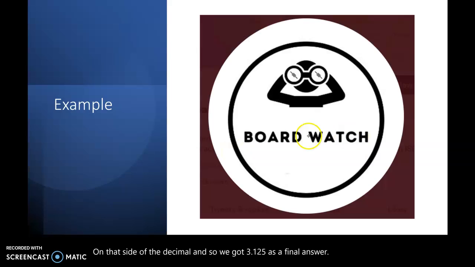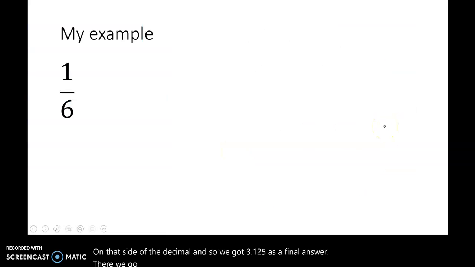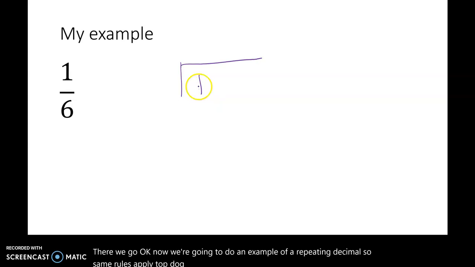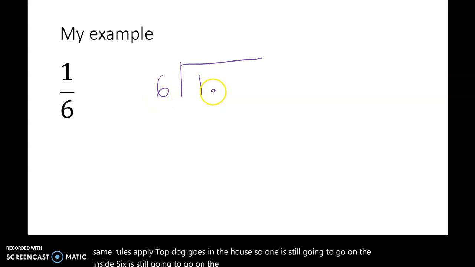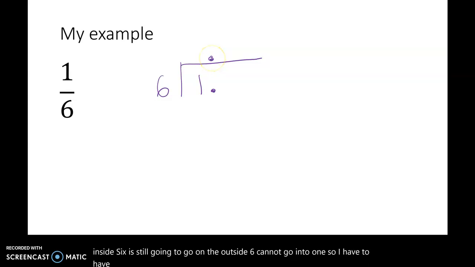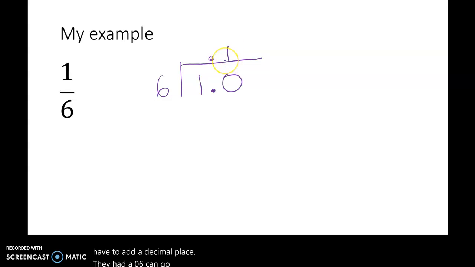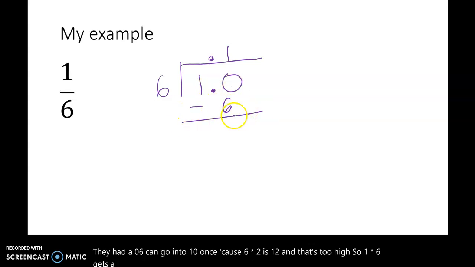There we go. Okay, now we're going to do an example of a repeating decimal. So same rules apply. Top dog goes in the house, so 1 is still going to go on the inside. 6 is still going to go on the outside. 6 cannot go into 1, so I have to add a decimal place. Then we add a 0. 6 can go into 10 once, because 6 times 2 is 12, and that's too high. So 1 times 6 gets us 6, and we are going to subtract. 10 minus 6 gets me 4. So let's add a 0, bring it down, because 6 can't go into 4.